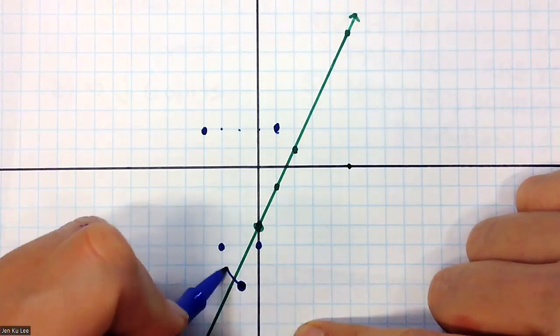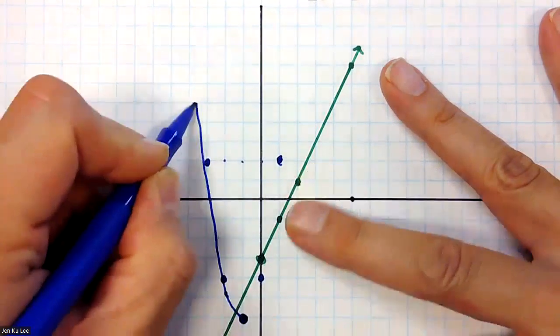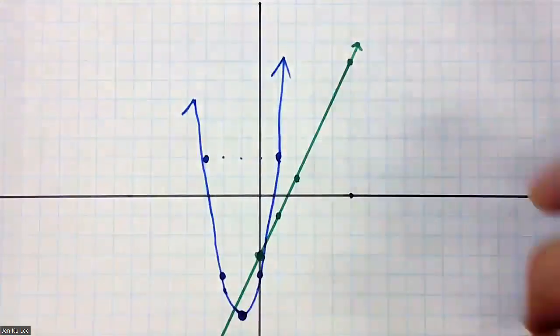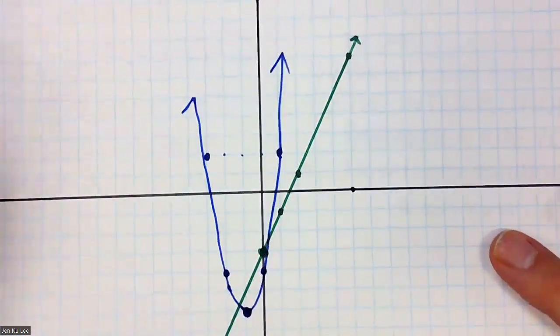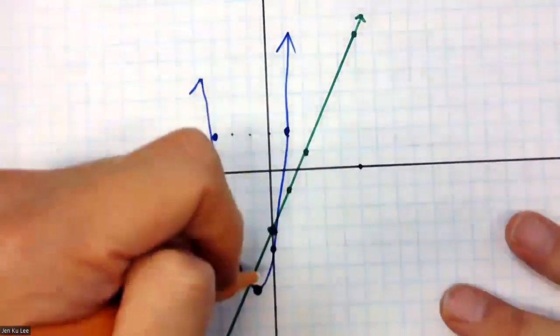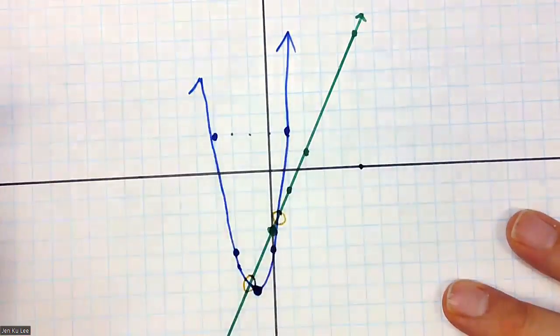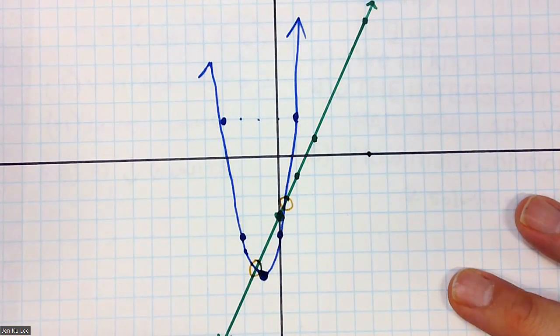And we are going to graph this parabola as accurately as possible, right? So you guys see the 2 points that are intersecting? Yeah? Right there and right there. Those are my answers. Those are my solutions.